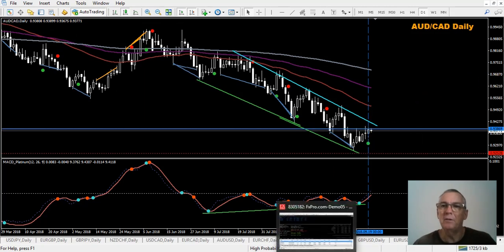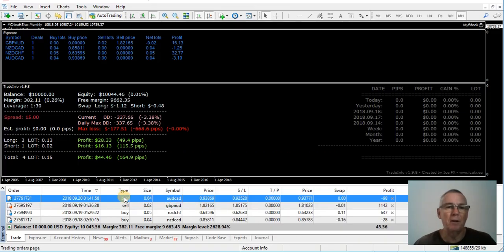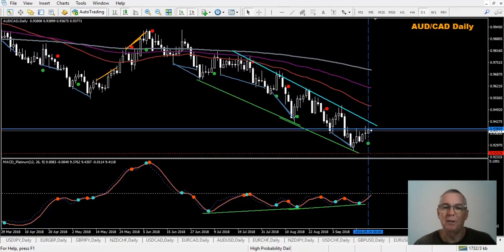You can see that's AusCAD, so go to here, that's the trade I took this morning. AusCAD buy 0.04, risking 0.5%, already down 9.8 pips. That's just the way it is on the daily chart sometimes. So looking to buy and go up and towards the MAs there. That's AusCAD, new buy.